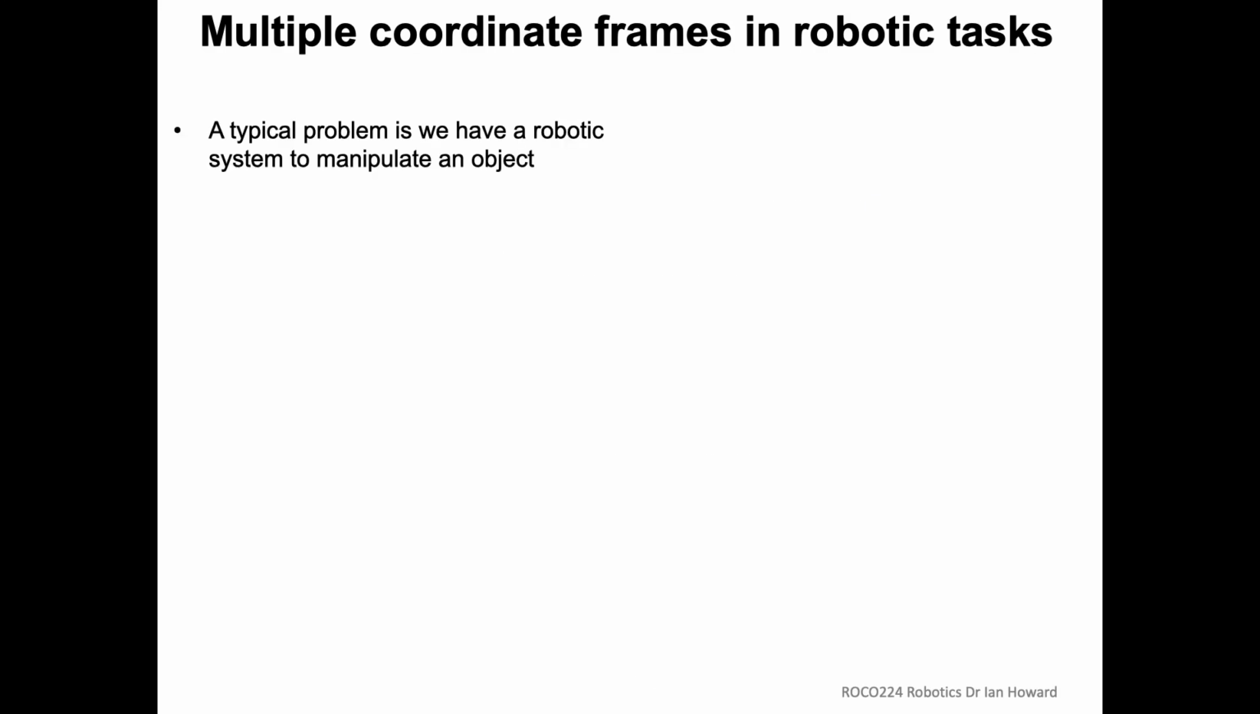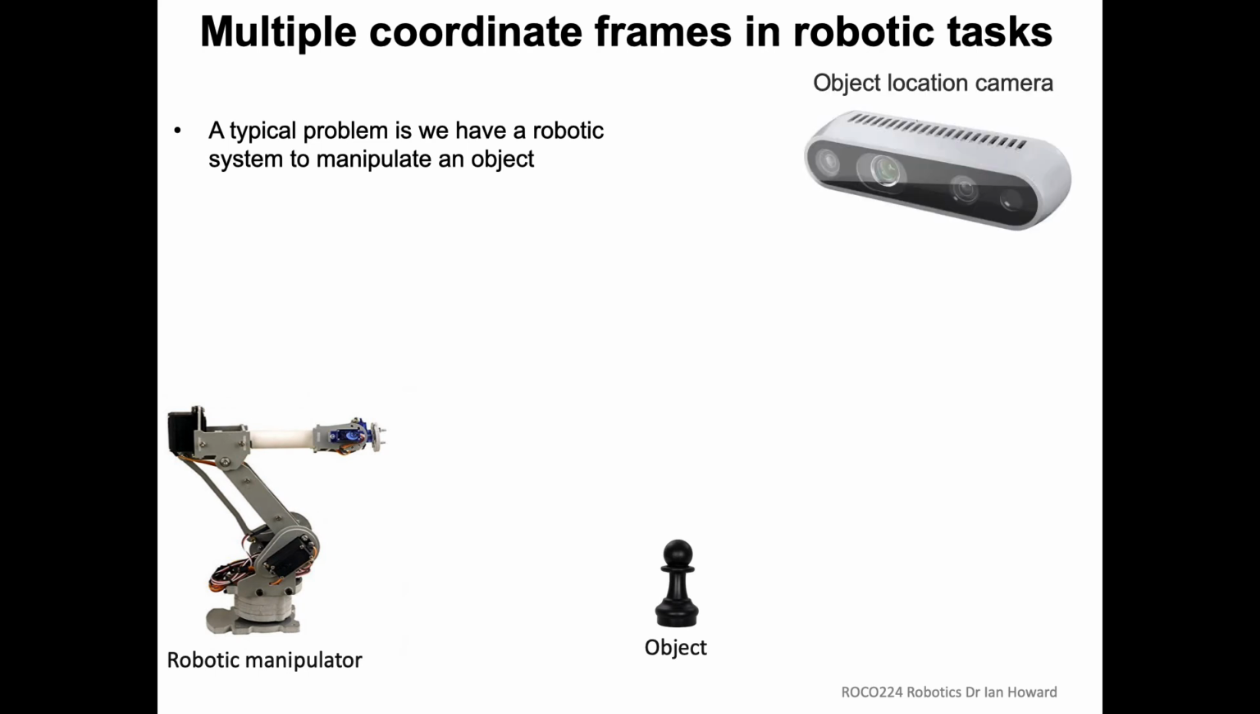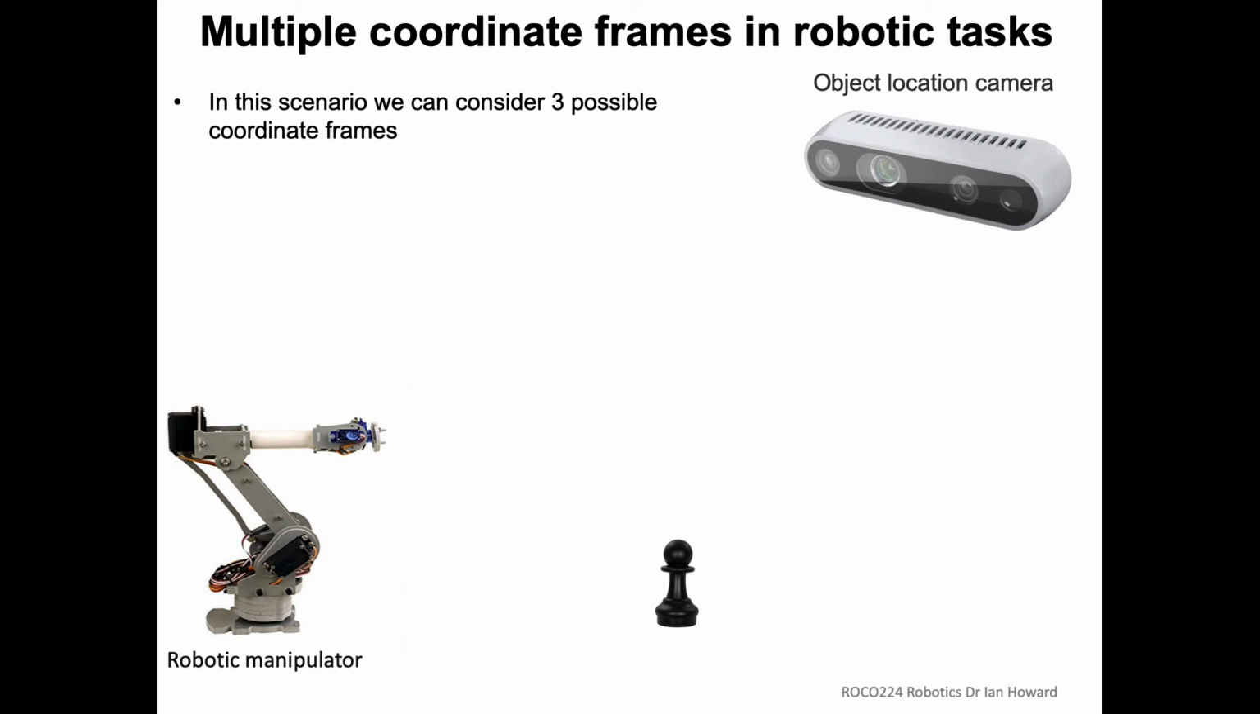Let's now think about coordinate frames. A typical problem that we have in robotics is that we're going to get a measurement in one frame and we need to know where the location of something is in the other. So imagine we've got a robotic manipulator and an object and a camera. You could look at this scenario and think, well, actually there are three possible frames here. One of the frames could be the robot frame.